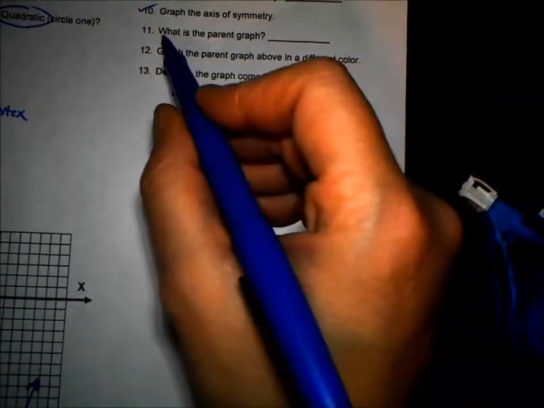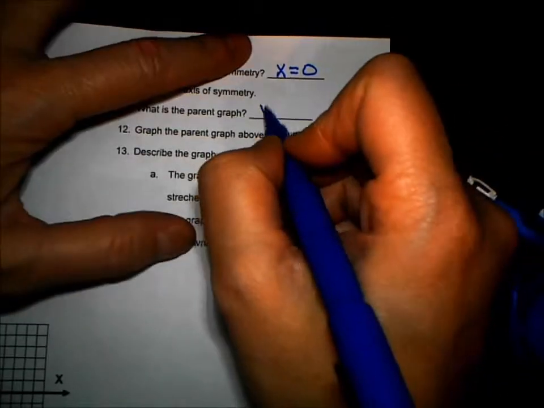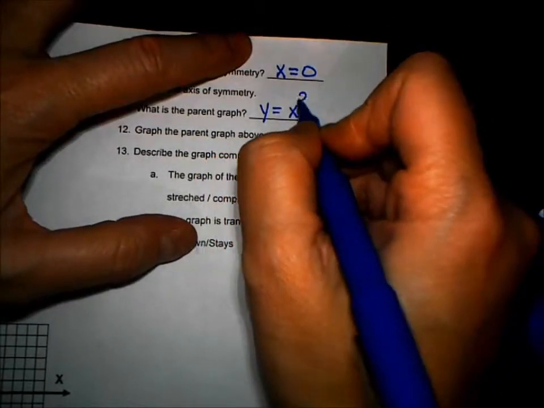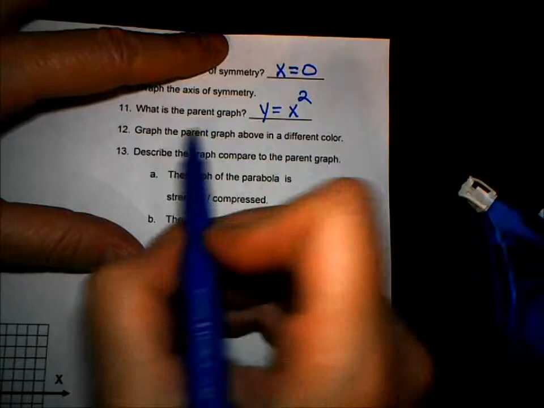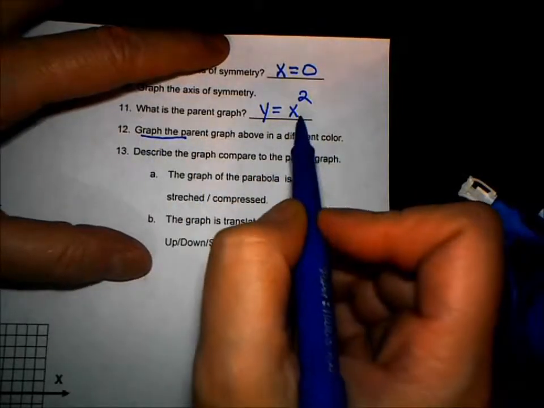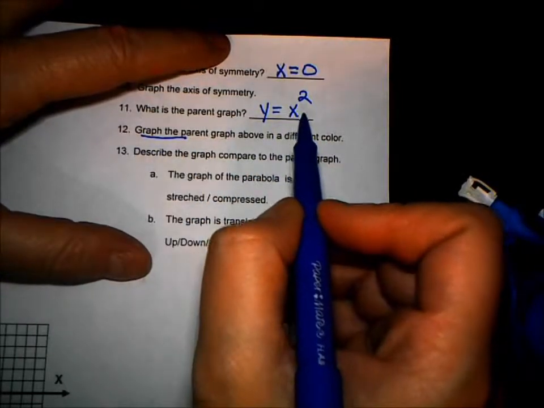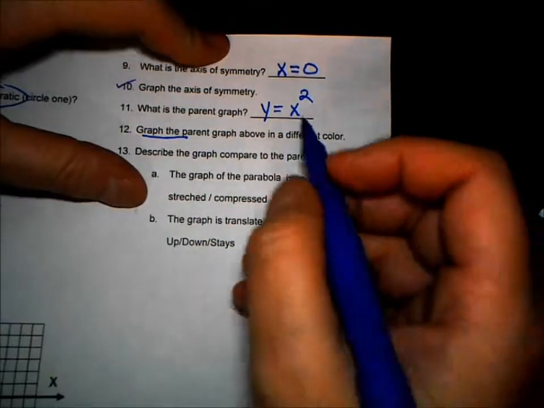And then it says, what is the parent graph? Remember, that one was the basic graph. That was y equals x squared. Now, they want us to graph the parent graph. Now, the coordinates, when we graph this, remember, there are going to be 5 coordinates here.